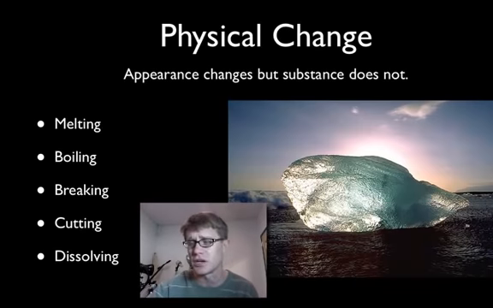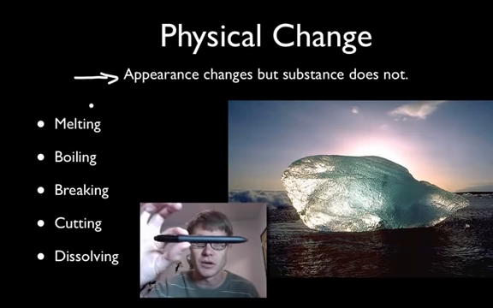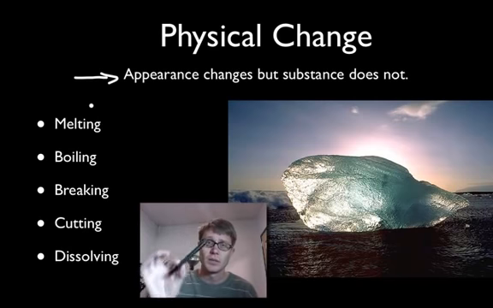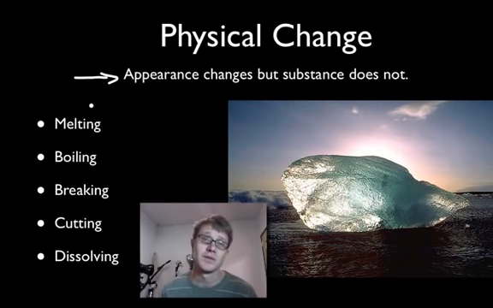Let's start with physical changes. My definition: physical changes occur when the appearance changes, but the substance does not. If we were to look at this pen, for example, is it undergoing change? We'd say, no, it's not changing at all. But let's say that this pen were to change its appearance, but it were still to be the parts of a pen. That would be a physical change.